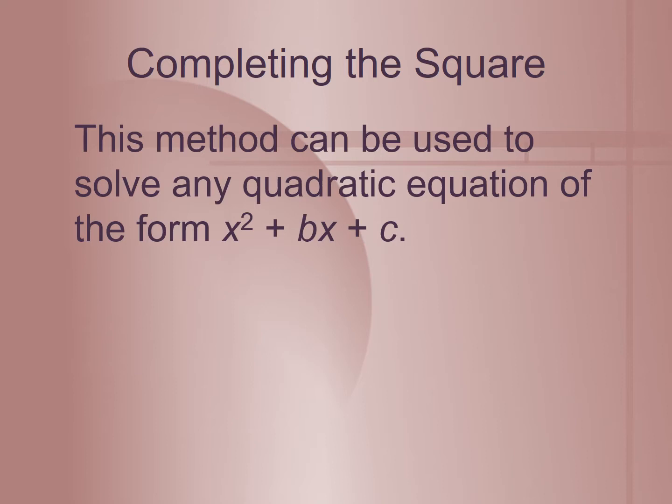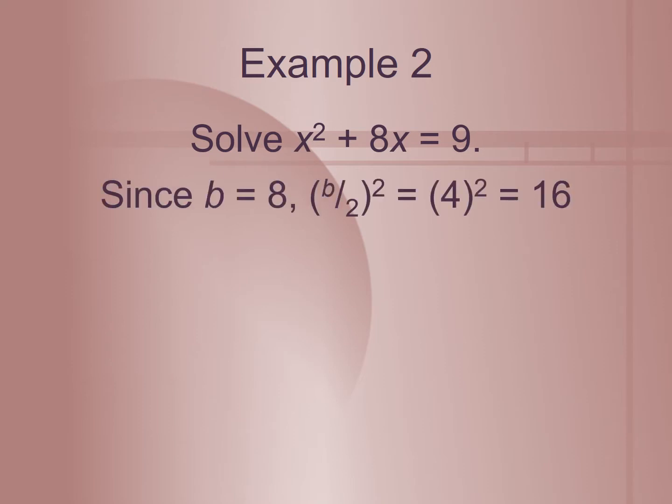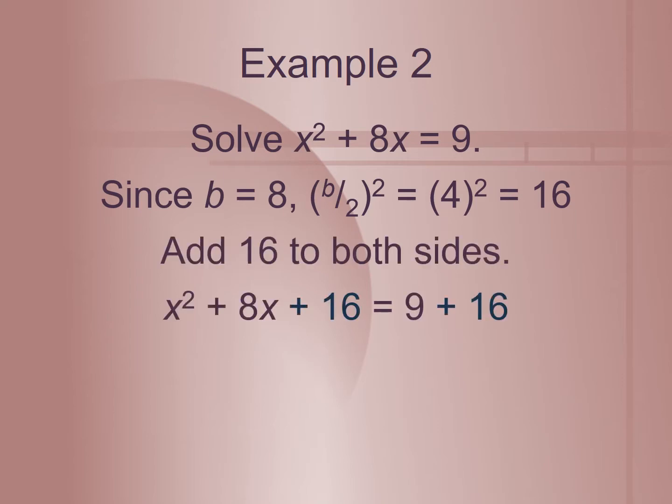The completing the square method can actually be used to solve any quadratic equation that's in the form of x squared plus bx plus c. You just have to remember to add the same number to both sides of the equation. So for example, if we had x squared plus 8x plus 9, we would take half of the 8 and square it. So we're going to be adding 16 to both sides. When we add 16 to both sides, we have to add 16 to the x squared plus 8x, which we know we'll factor in a minute. But we also have to add 16 to this 9. So now we have 9 plus 16 on this side.